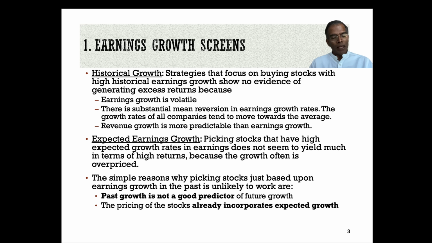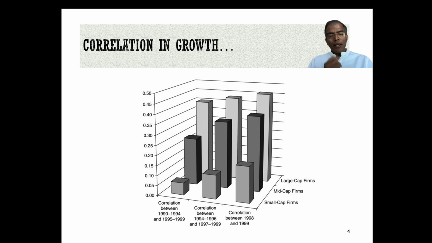You might not be able to make money. Speaking of that correlation, in this graph, I've looked at the correlation between growth in one 5-year period and the growth in the next 5-year period. It's a little dated, 90 to 94 growth to 95 to 99. And you can see the correlation is very low at small cap firms, higher at large cap firms. I also looked at 2-year historical growth as a predictor of 2-year forward growth.